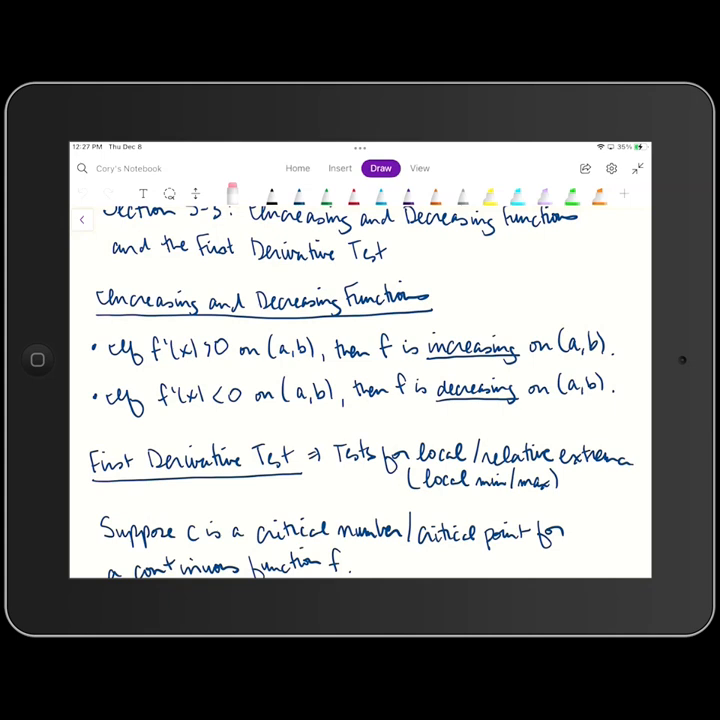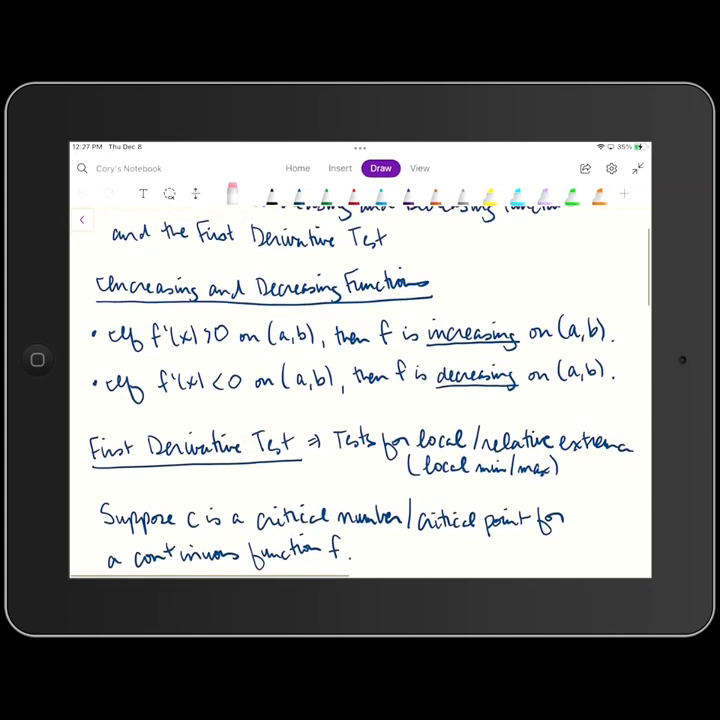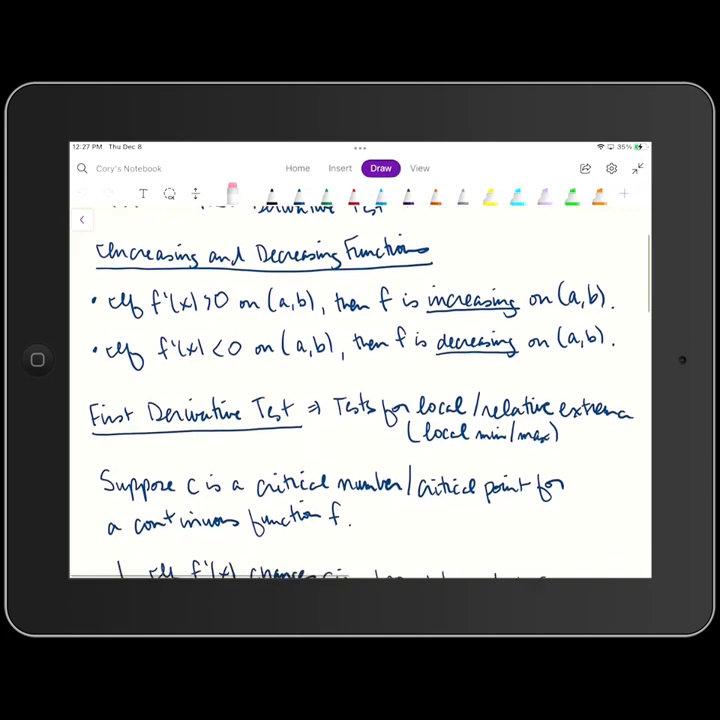Similarly, if f prime of x is less than 0 on the open interval from a to b, then we can say that f is decreasing on that open interval from a to b. Okay, so if f prime of x is less than 0, that means the slope of the graph is negative, and if our graph has a negative slope, that means that the function is decreasing on an interval.